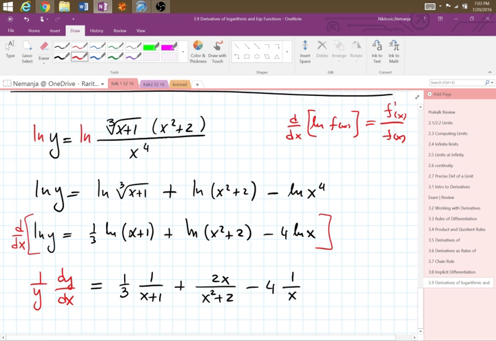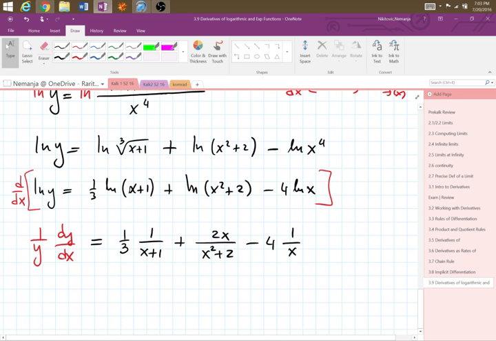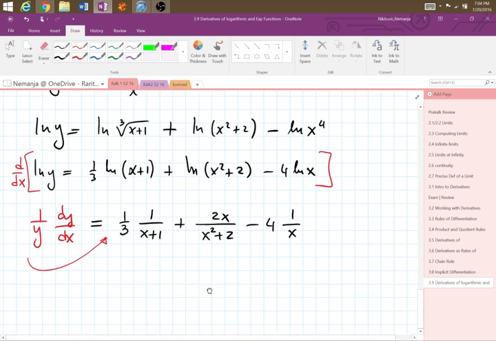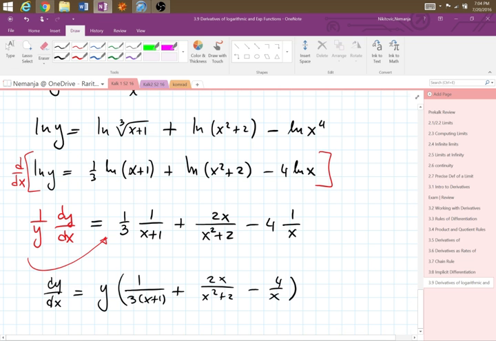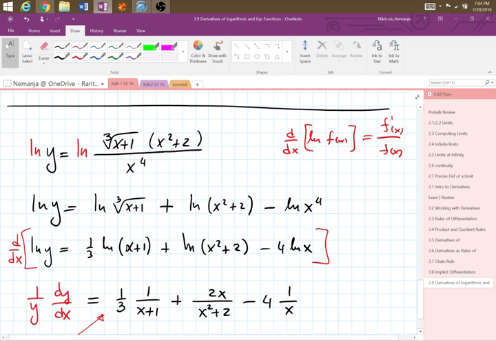So now, the only thing that you need to do is to move y to the other side and leave dy/dx alone, and then you plug in what y is. So dy/dx is equal to y times, and then you have the open parenthesis, 1 over 3(x + 1), plus 2x over x squared + 2, minus 4 over x. And you just plug in the y. This is your y. So you just plug that down there, and you're done.